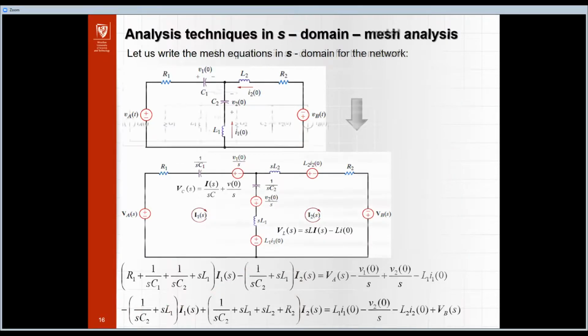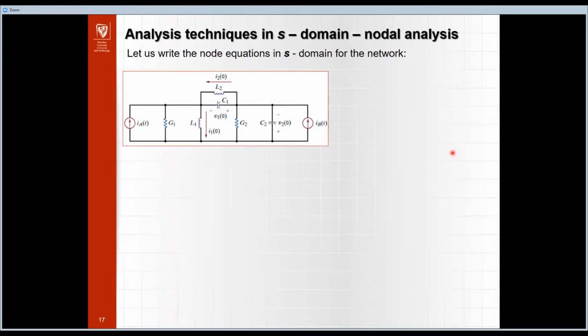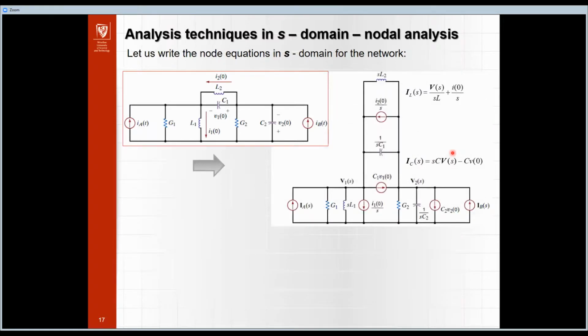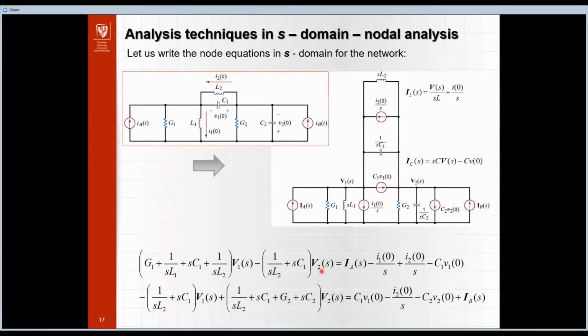Okay, and we can also use the node equations in the S domain, and for node equations it is convenient to use current sources. So we can put, for example, instead of this inductor, the S domain representation of this inductor with a current source, and the same for other parts of this one. As a result, instead of impedance, we use admittance in nodal analysis.